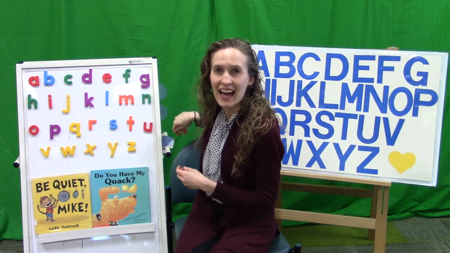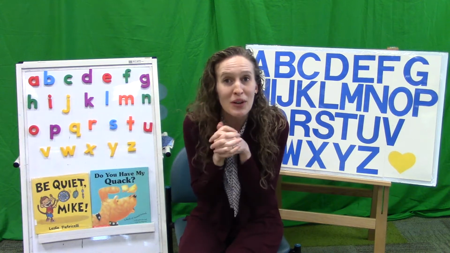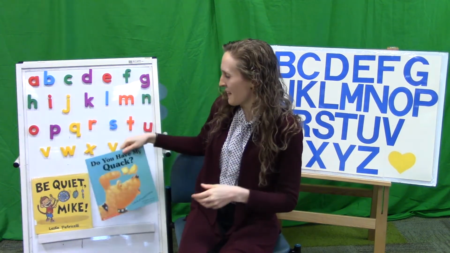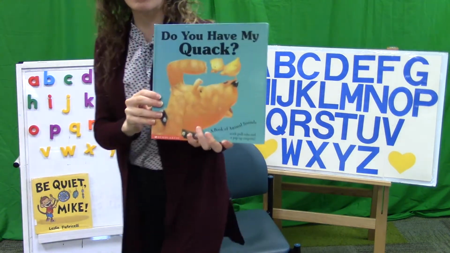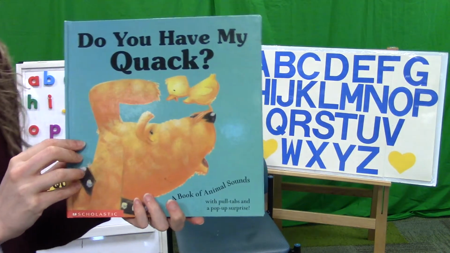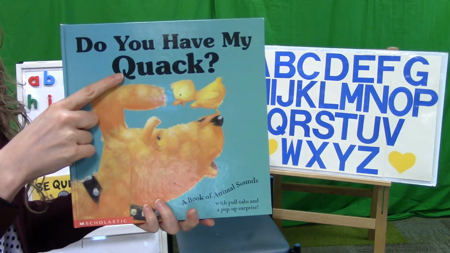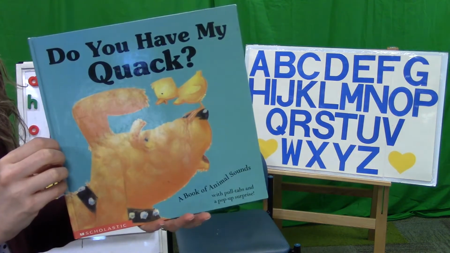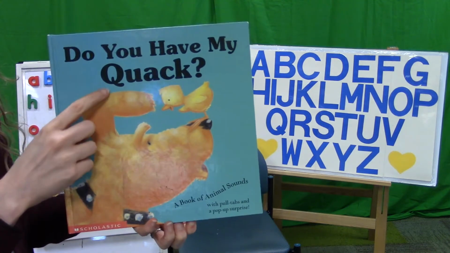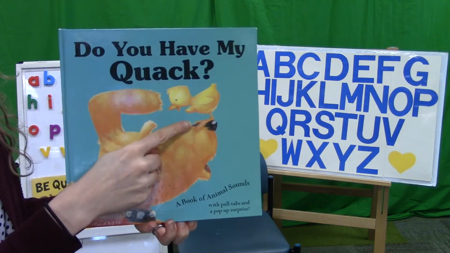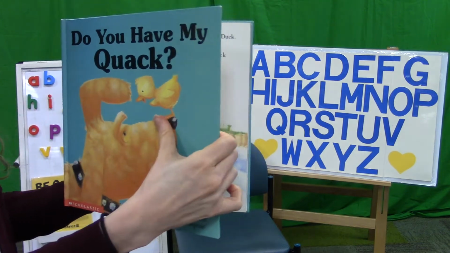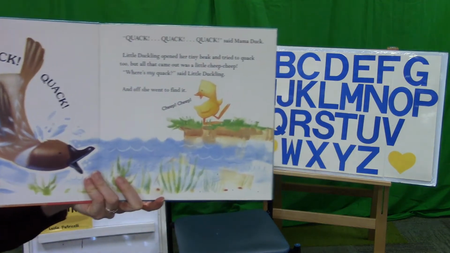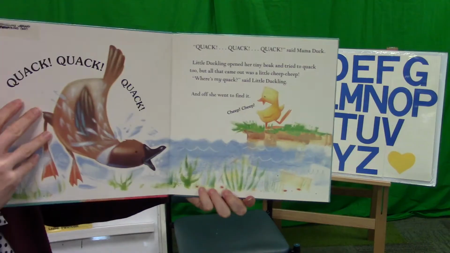All right, I think I'm about ready to read a story all about the letter Q. Are you ready? Let's do it. Oh, I like this one a lot. This one says, Do You Have My Quack? Look at that, quack. It starts with the letter Q. Now, what kind of animal makes the sound quack? A little duck. Let's see if there's any other Q words.